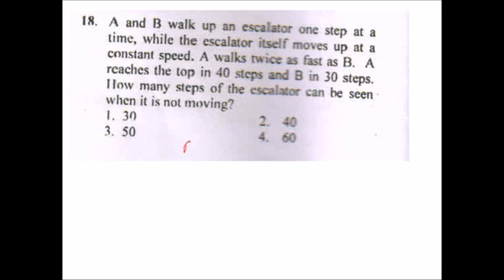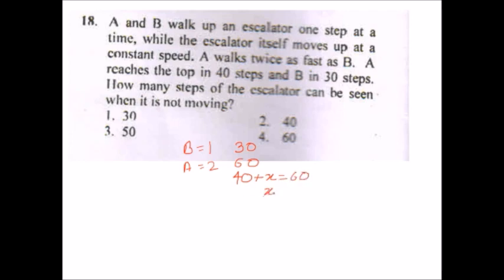It means when B is taking one step, then A is taking 2 steps. Or when B is taking 30 steps, then A should take 60 steps. But it is not so, because A is taking only 40 steps, and the remaining steps are completed by the escalator itself. So it should be 60.